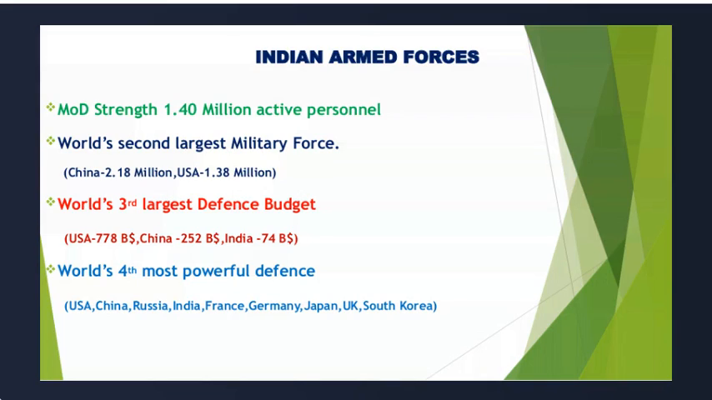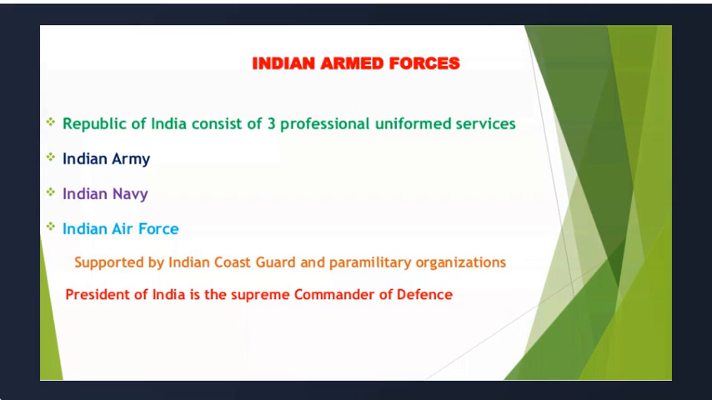Let us have some introduction about our India. See, the Republic of India consists of three uniformed forces, as you know: Indian Army, Indian Navy, and Indian Air Force. Besides these three armed forces, supported paramilitary forces are also there. For example, for protecting the length and breadth of the coastal line of India, the Indian Coast Guard, ICG, is there, and paramilitary organizations like Border Security Force, CRPF and some other forces are there to protect the land area.